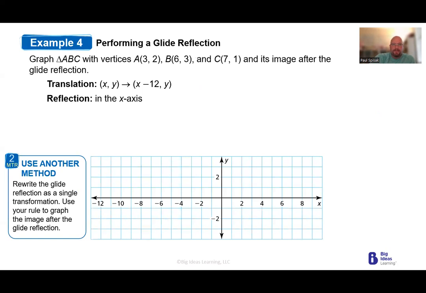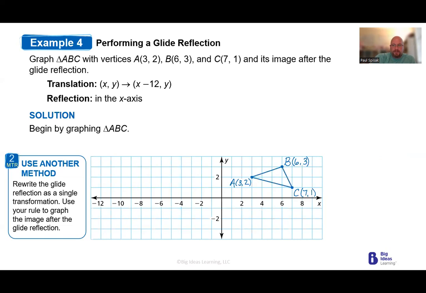So here we have a graph of ABC. Let's go ahead and see what the graph looks like. So we're going to plot points. Once we've plotted those points, we're going to plot its image of a glide reflection. So first we are doing the translation, which is x minus 12, and a y which isn't changing, it's staying the same. So we're taking these and we're sliding them just to the left 12 units.